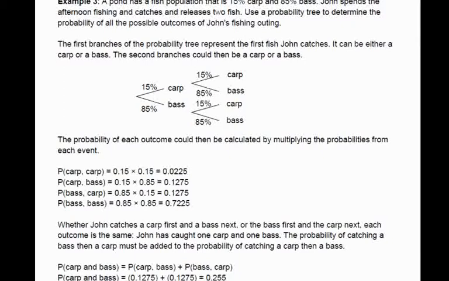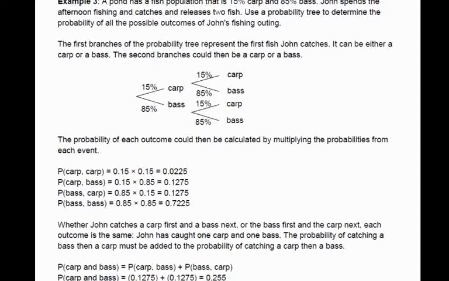The probability of catching a carp and then a bass would be 15% times 85%, and that works out to 12.75%. Same thing for bass and a carp. It's just multiplied differently, 85% times 15%. And the probability of catching a bass and then a bass is 85% times itself. That gives us 72.25%.